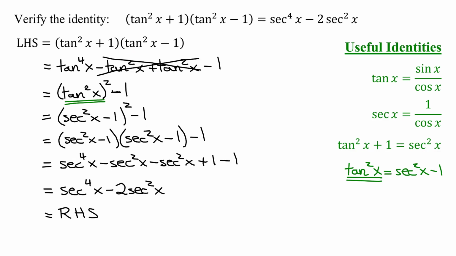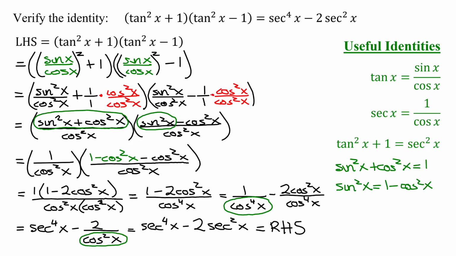So in the next method, I multiplied out my 2 binomials on the left-hand side. This gave me tan x all raised to the fourth power that I wrote as tan squared x all squared. Then, instead of tan squared x, I wrote secant squared x minus 1. Then I had to multiply this out, collect up like terms, and finally I got the right-hand side. So this second method is a little bit longer than the first method.